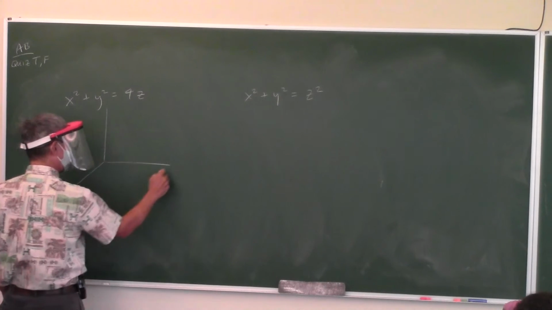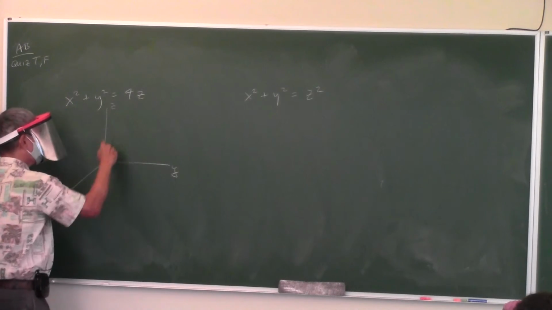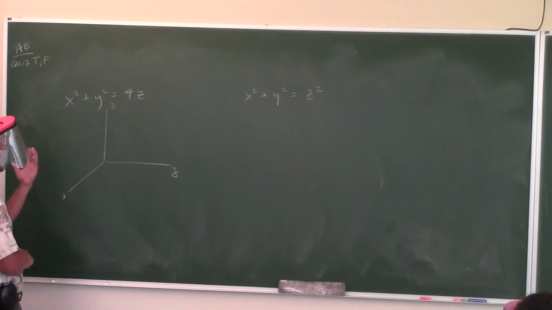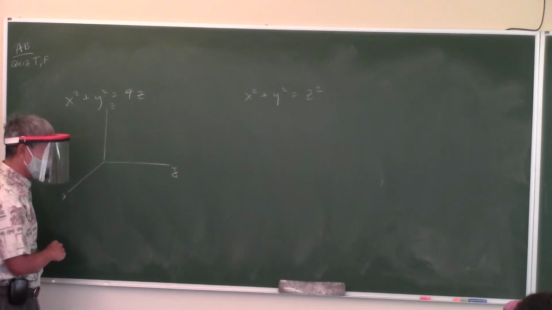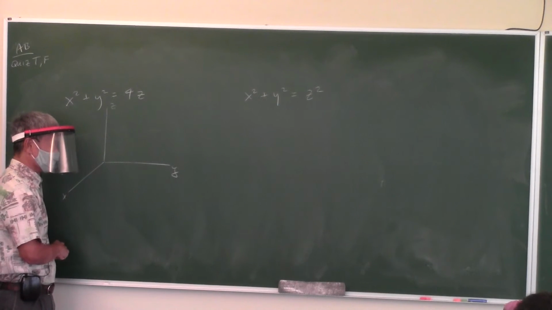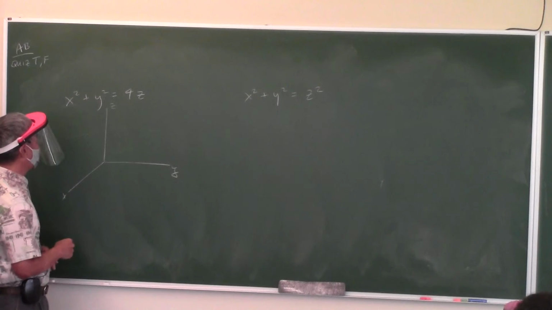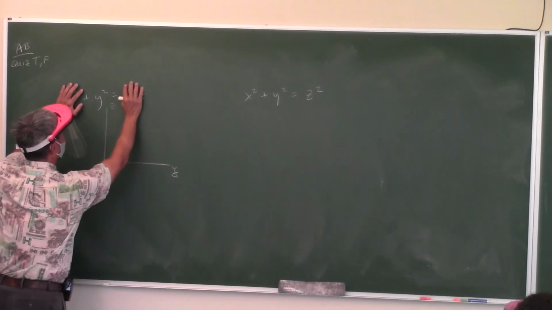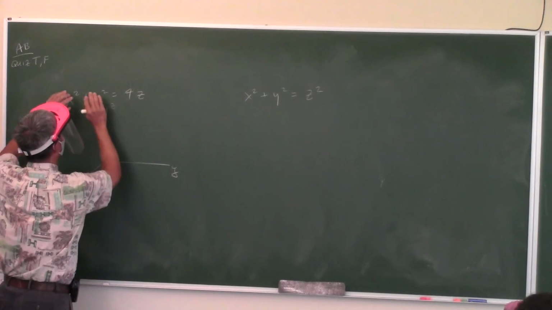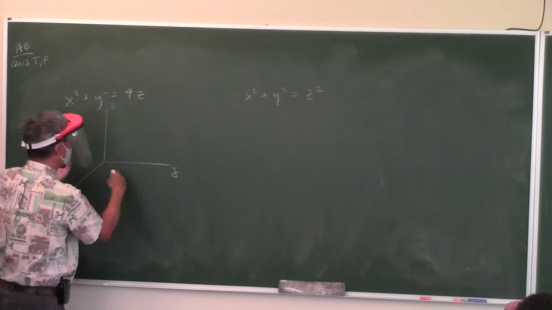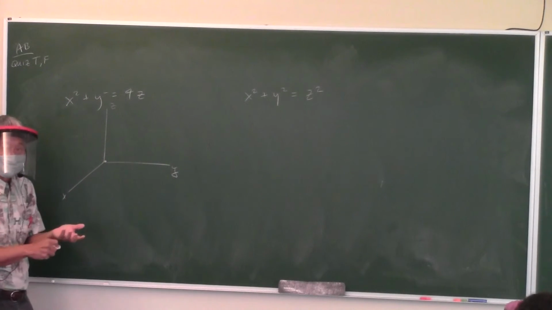Okay, so x, y, z. What is the x-intercept? Come on, just by inspection. X-intercept, 0. Y-intercept, 0. Z-intercept, 0. See, so that doesn't really help that much, yeah?